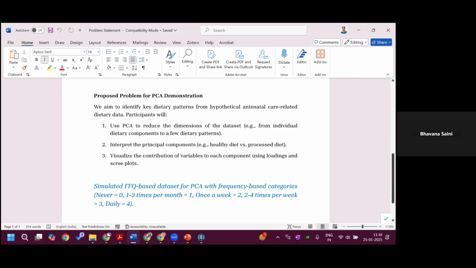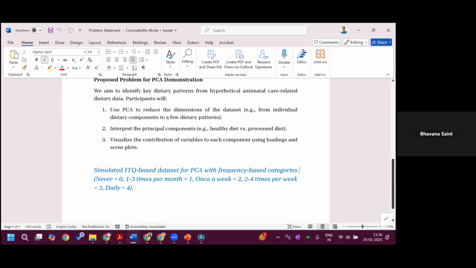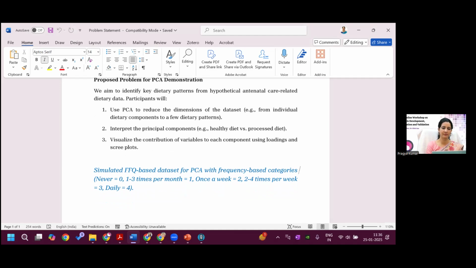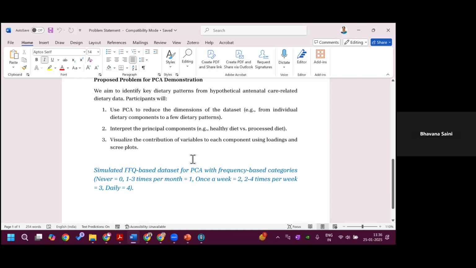Simulated food frequency questionnaire based datasets for PCA with frequency based categories: never equals 0, 1 to 3 times per month equals 1, and once a week equals 2. For 2 to 4 times per week equals 3, and daily equals 4.